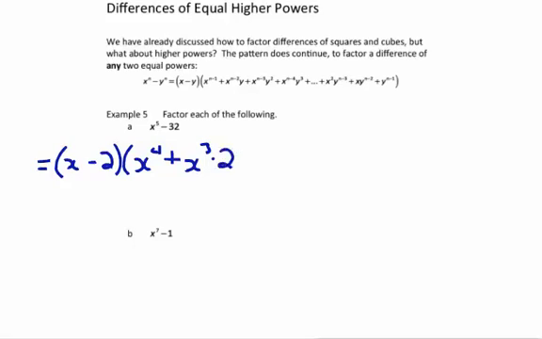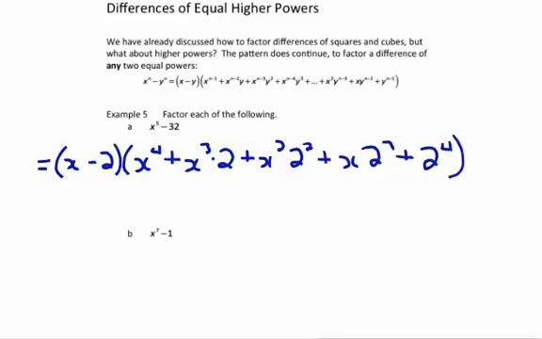As we go through, we follow this pattern, subtracting 1 from the exponent on the first term. We're going to add 1 to the exponent on the second term until we get to 2 to the fourth. So we have x squared times 2 squared. Then we have x times 2 cubed. And we have 2 to the fourth.